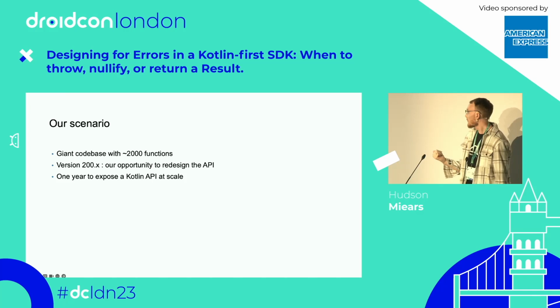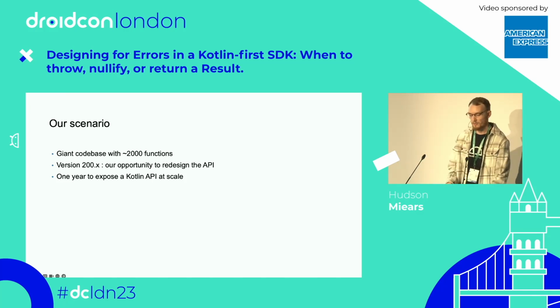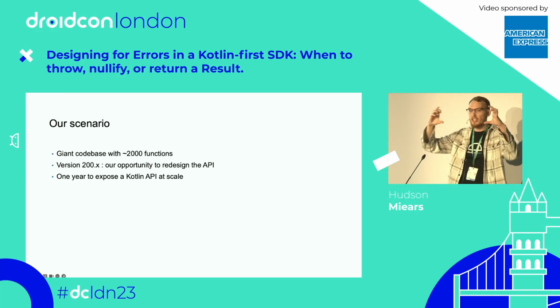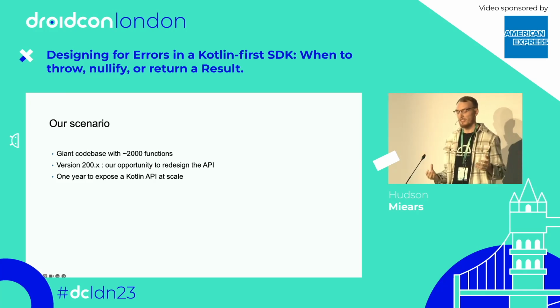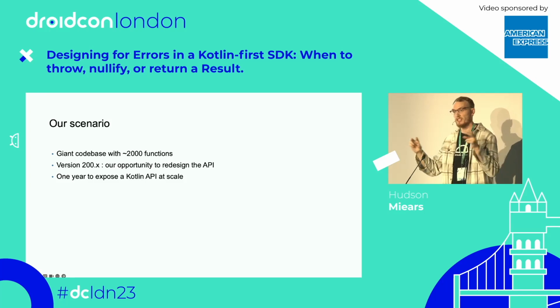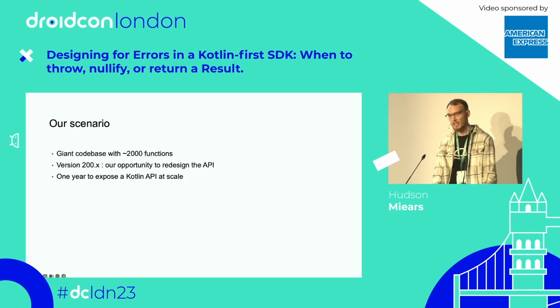We have a giant code base. We have about 2,000 functions. This year, we were able to redesign the API, specifically that Kotlin layer. Previously, we were with the Java team. Everything was written in Java, and because of interop, you were able to use Kotlin. But now we were trying to actually use Kotlin patterns, and we had about a year to do it.